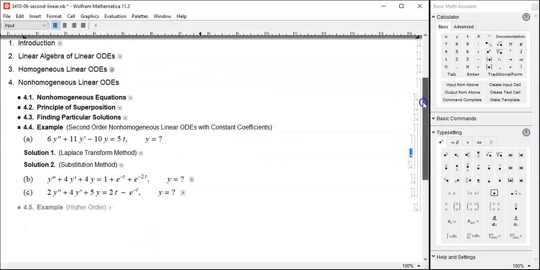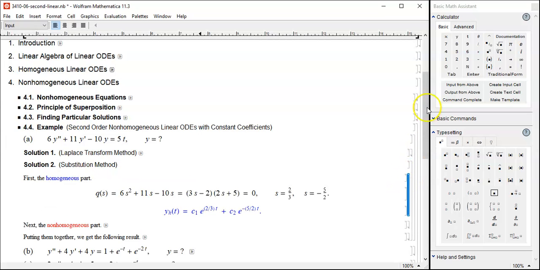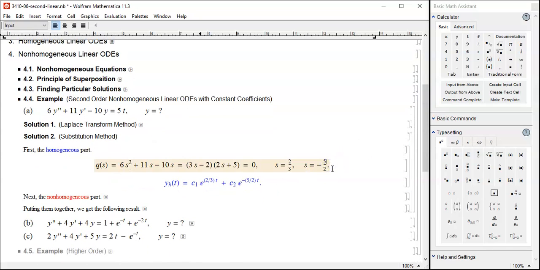Now let's go to the second method, the substitution method. For the homogeneous part, you can just substitute e to the st in there and work those out, but in the end you get the characteristic equation, and then we get the eigenvalues 2/3 and -5/2, and then you get the linearly independent solutions, e to the 2/3 t and e to the -5/2 t, and then you take the linear combination of those. That is the general solution of the homogeneous equation. We did it in section 3, so let's move on.